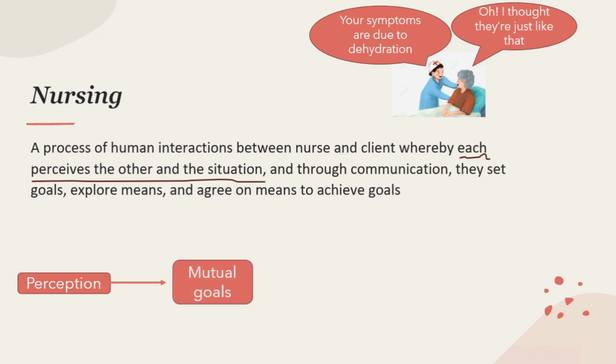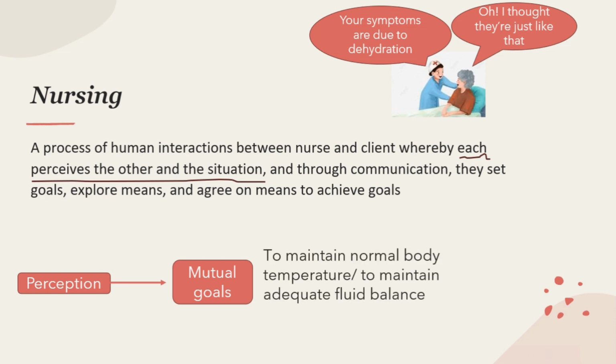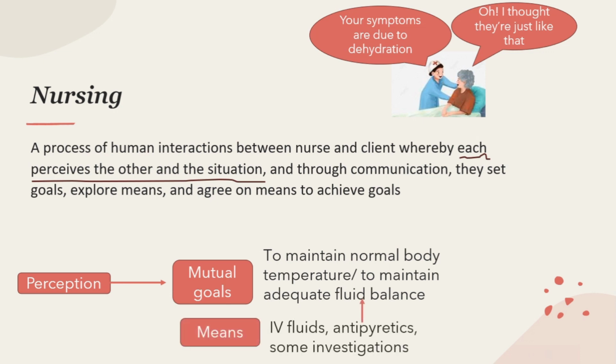What should be the goal here? The fever cannot continue, right? So the goal here is to maintain normal body temperature, or from the dehydration aspect, the goal can be to maintain adequate fluid balance. Next, to achieve these goals, means are needed. Patient may get IV fluids, antipyretics, some investigations may be needed. All these are means to achieve the goals.